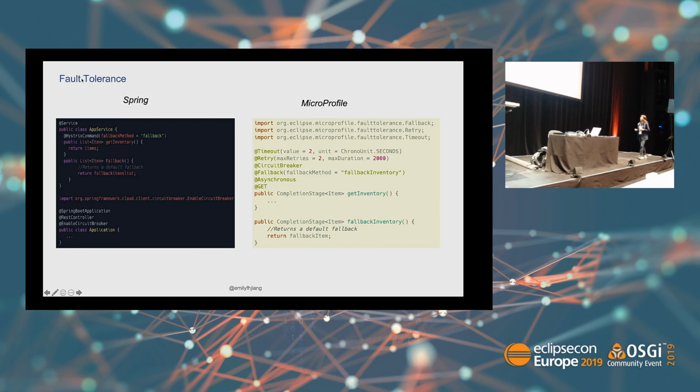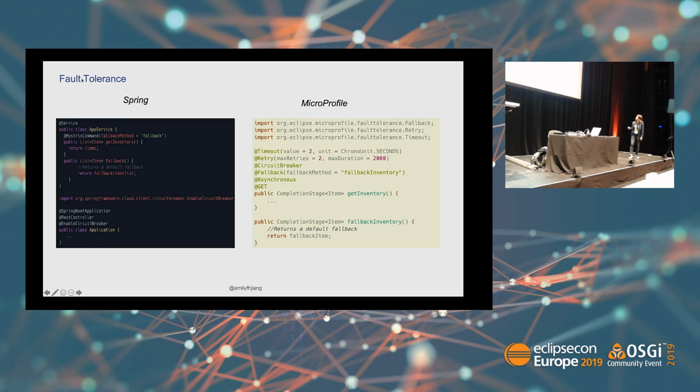Call it fault tolerance. In Spring, you can use Hystrix, the HystrixCommand. In this scenario, we set a circuit breaker. You can just do an enable circuit breaker, and here you can declare that HystrixCommand, and so on. This is a fallback. You can use a fallback. In MicroProfile, all this is done with annotations. You can do a timeout, retry, circuit breaker, fallback, and also you can do the asynchronous call as well.